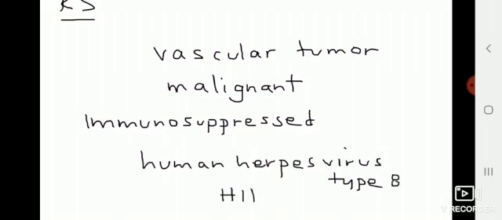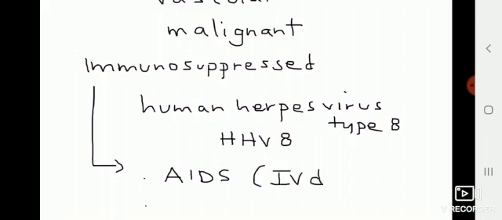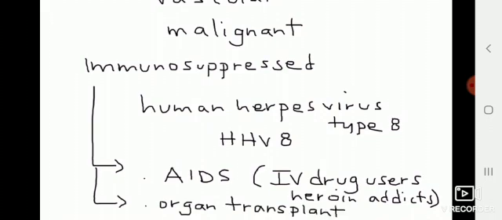or abbreviated HHV8. Now, when I say immunosuppressed patients, what type of patients are we talking about? Very commonly AIDS patients who have a very low immune system, and also patients who are at risk of developing HIV and AIDS, for example IV drug users, such as heroin addicts. Another category of immunosuppressed patients are organ transplant recipients. Due to the medications they're on, their immune system can be suppressed.